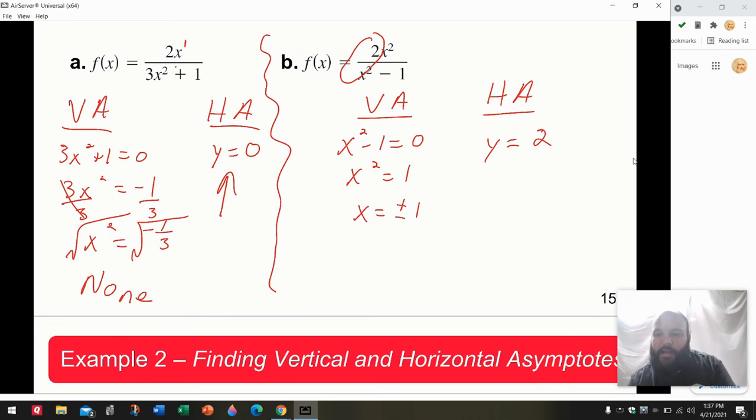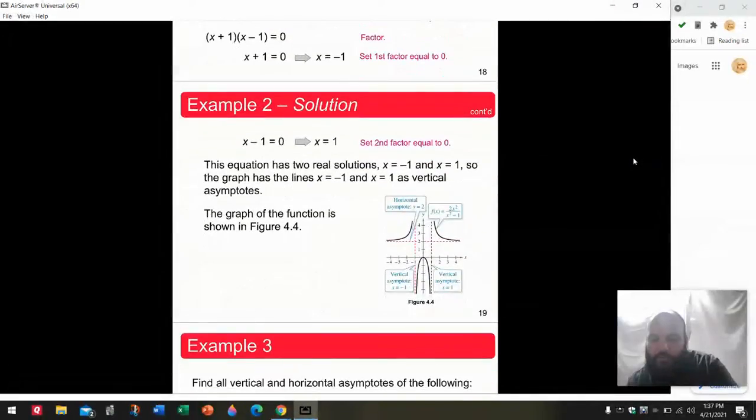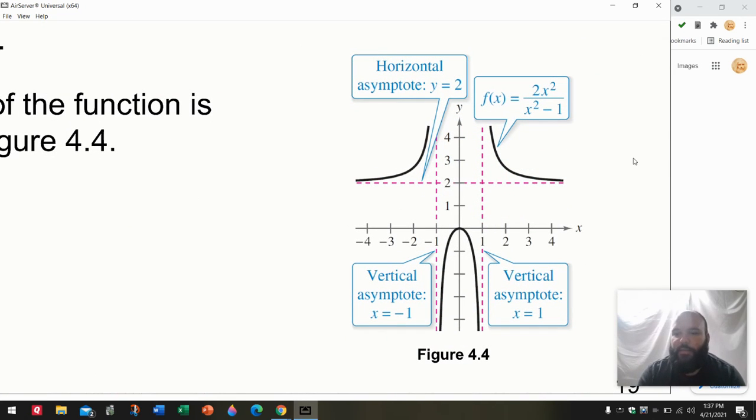Now, if you look at the second one, you can see we had 2 vertical asymptotes and 1 horizontal. If I go to that graph, you can see them there as dashed lines. There are 2 vertical asymptotes right here and right here, and there is 1 horizontal asymptote. Sorry, I said that backwards.